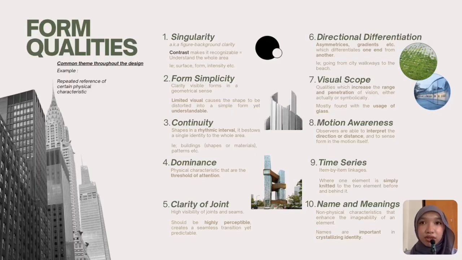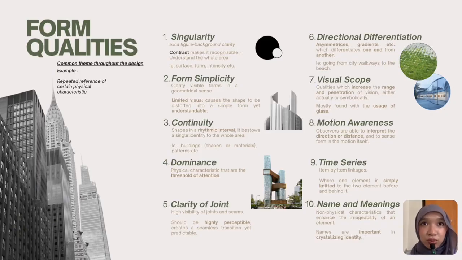Fifth being clarity of joint, which is the high visibility of joints and seams. It should be highly perceptible, creating seamless transitions yet predictable. Sixth being directional differentiation, which is asymmetries, gradients, etc., which differentiate one end from another. How that works is that when you walk from a city to a beach, the walkway itself should make you realize that you are currently transitioning from one place to another.